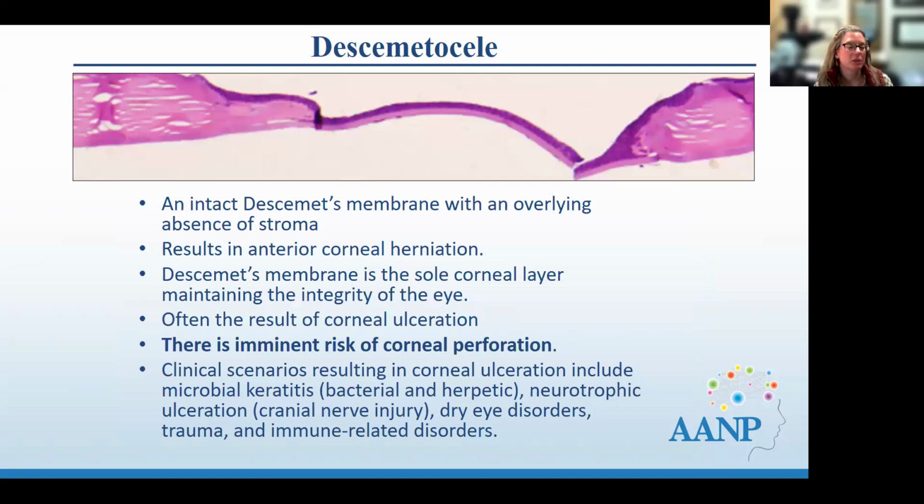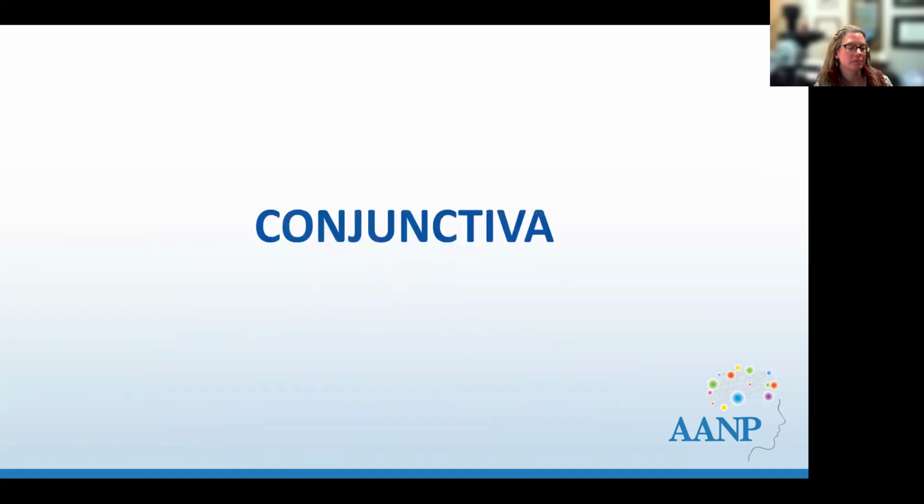And so what's the problem here is that there's an imminent risk of corneal perforation. And so these patients tend to be transplanted right away. And so clinically they'll see this, and it's rare that I get one of these, but that is a true descemetocele. So if there's any stroma in the middle, it's not truly a descemetocele. And so, you know, anything that would cause ulceration, injury, dry eye disorder, trauma, immune-related disorders that can lead to injury and ulceration of the cornea.